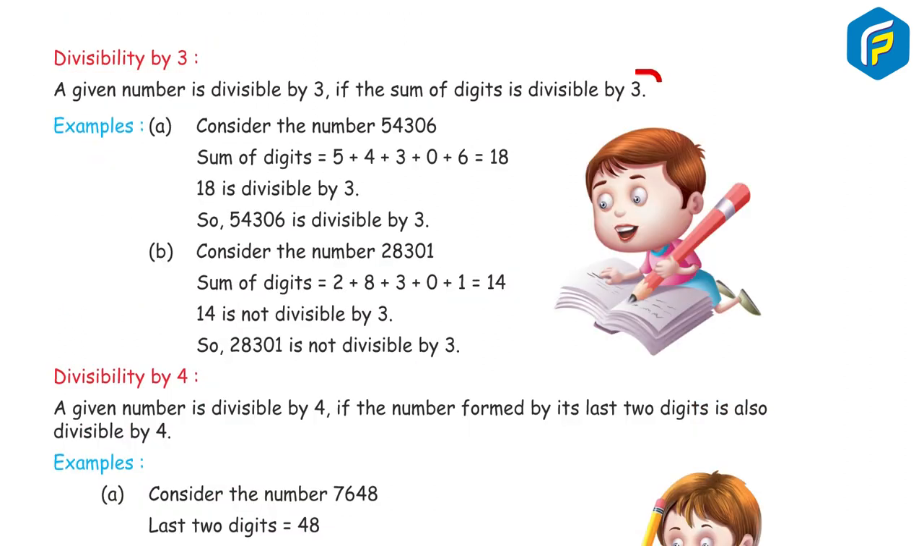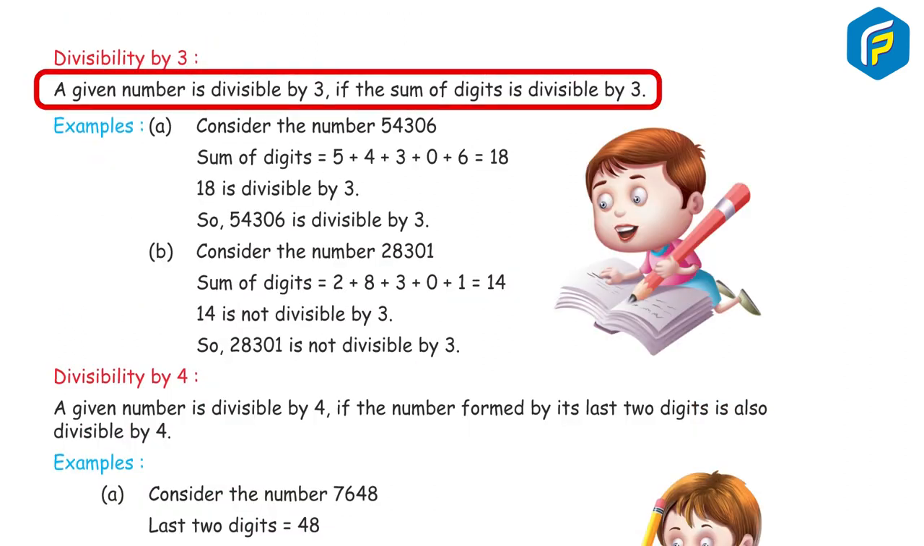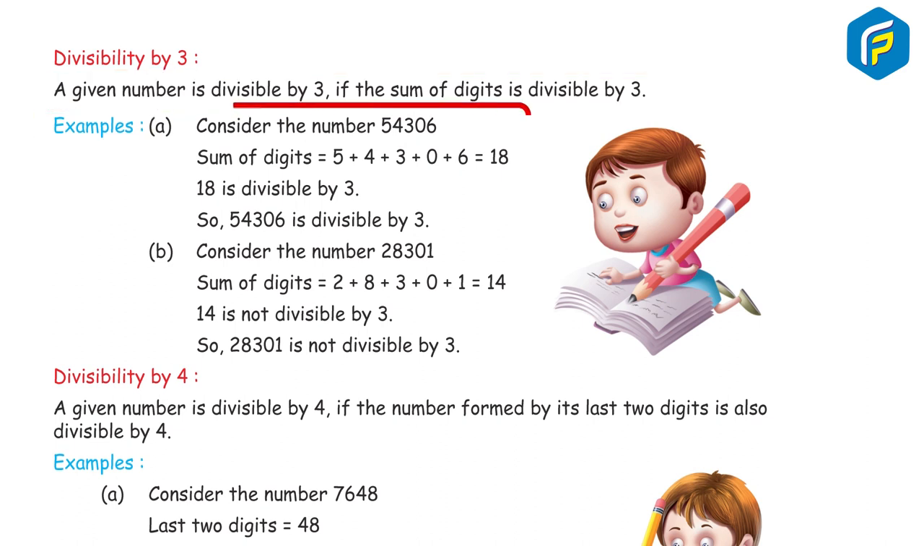Divisibility by 3. A given number is divisible by 3 if the sum of digits is divisible by 3. Examples: A. Consider the number 54306. Sum of digits 5 plus 4 plus 3 plus 0 plus 6 is equal to 18. 18 is divisible by 3. So 54306 is divisible by 3.